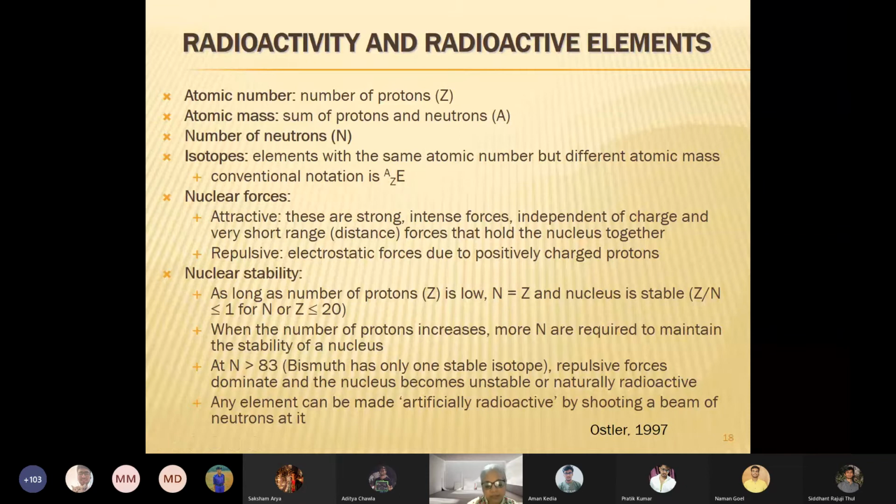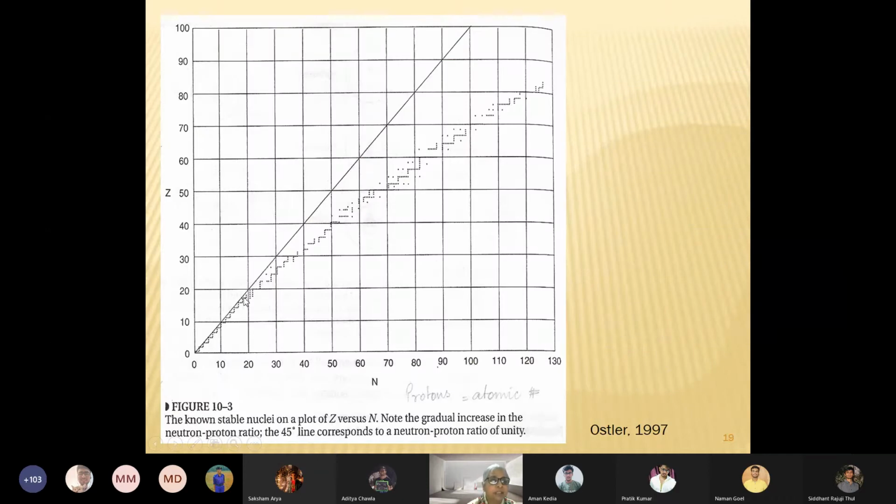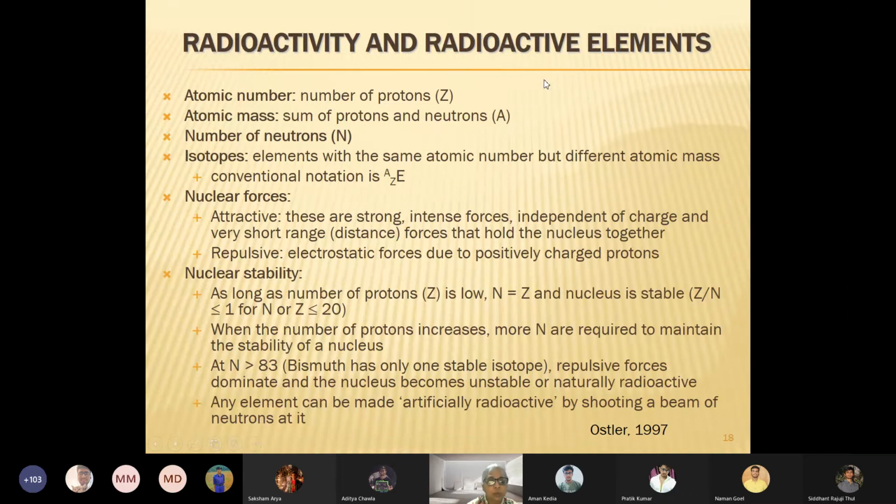So at N less than or equal to 20, all is well, the nucleus is stable. You go beyond that, the degree of stability starts dropping. And at N greater than 83, it becomes radioactive. It's no longer stable. So N greater than 83, bismuth has only one stable isotope. Repulsive forces within the nucleus will start dominating, and the nucleus is considered to be unstable or naturally radioactive. You can make any element artificially radioactive by shooting a beam of neutrons at it.